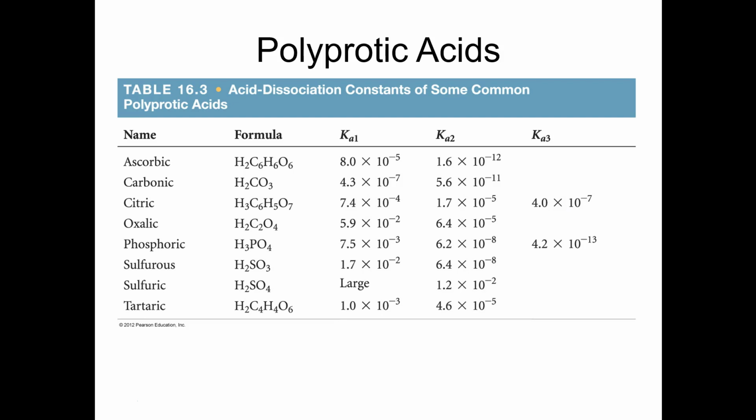There is, once again in your book, an abbreviated version of this, table 16.3. This just highlights: ascorbic acid has 2 ionizable hydrogens. Therefore, it's got 2 different Ka values. Carbonic acid, 2 ionizable hydrogens, 2 different Ka values. Citric acid and phosphoric acid, you'll notice each has 3 ionizable hydrogens. Therefore, it has a K1, a K2, and a K3 for citric acid, and similarly for phosphoric acid.